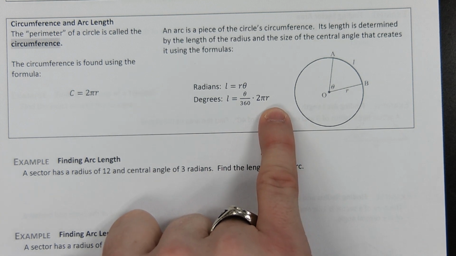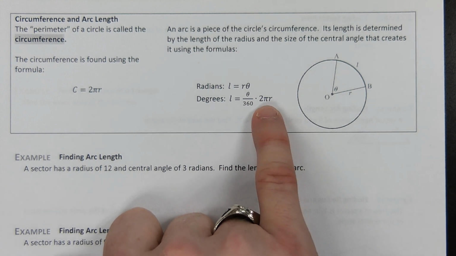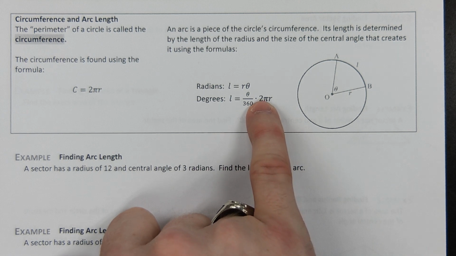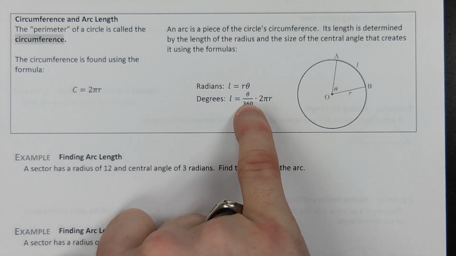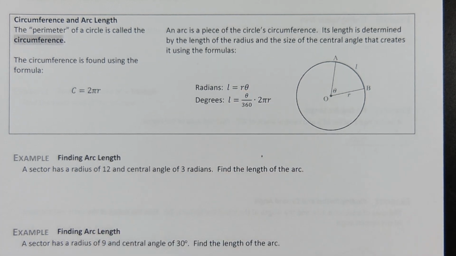It's in degrees. But we've now learned about radians. How many degrees is 2 pi radians? 360 degrees. That means that this 2 pi and this 360 cancel each other out if you're working in radians. And all you're left with is this theta and this r, which is the formula that you see right here. So the formula for arc length is much easier in radians than it is in degrees. In radians, it's just r theta or theta r, whatever you want to say, it doesn't matter.